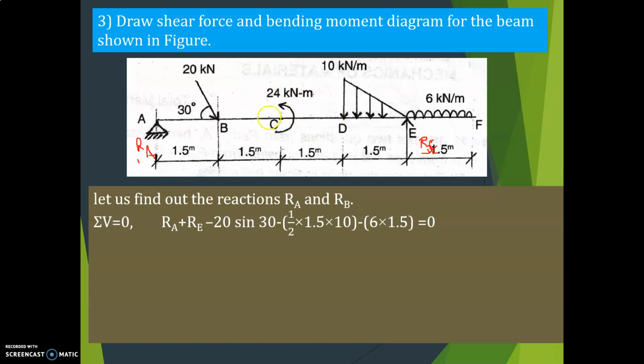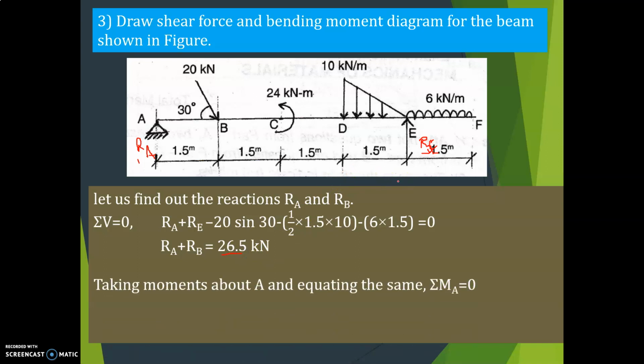So minus 20 sin 30, then this you cannot consider because here we are considering only forces. Okay, then this UVL converts into a point load. How is it? Area of the triangle, that is half into base 1.5 into height 10, minus, this is UDL, 6 into 1.5. Okay, so you get RA plus RE is equal to 26.5.